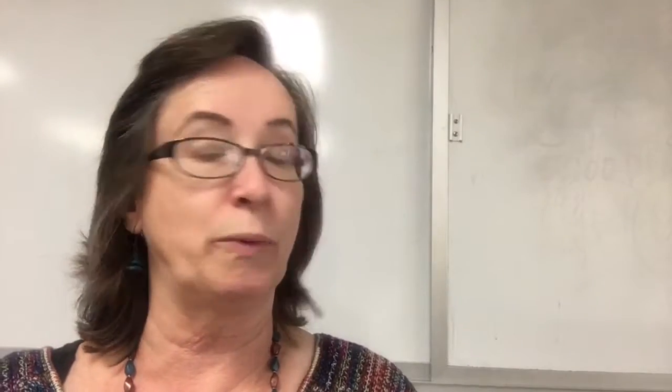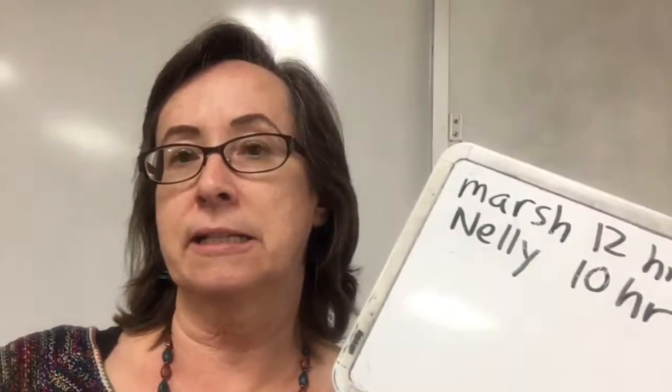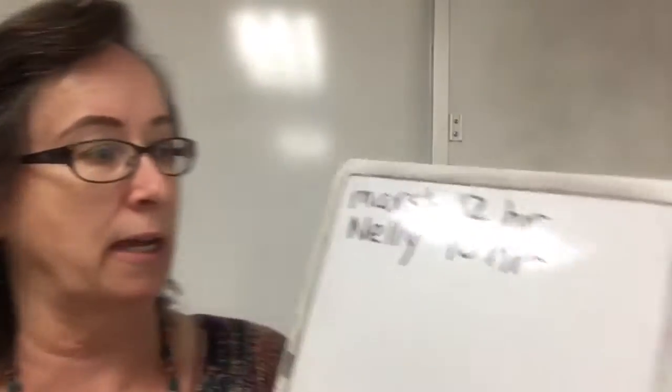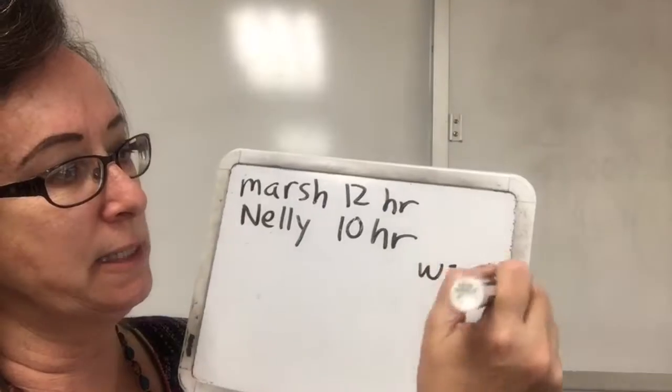Okay, and the work problem says, if it takes Marshall 12 hours to refinish the hardwood floor in his house, while his brother, Nellie, can do the job in 10 hours, how long would it take them to refinish the floor together? Okay, so they're working together on the job. And remember, just like distance is rate times time, work is also rate times time. So we have work is rate times time.